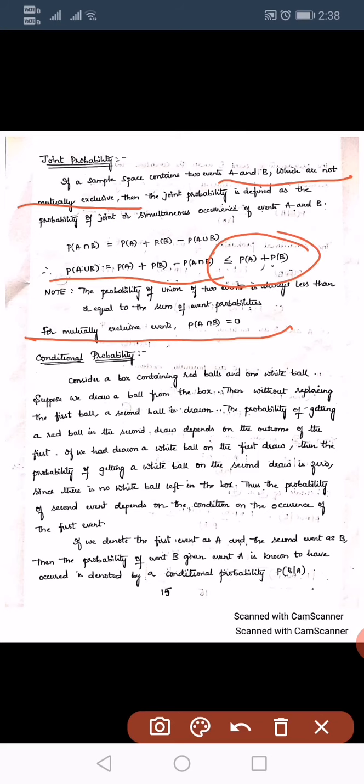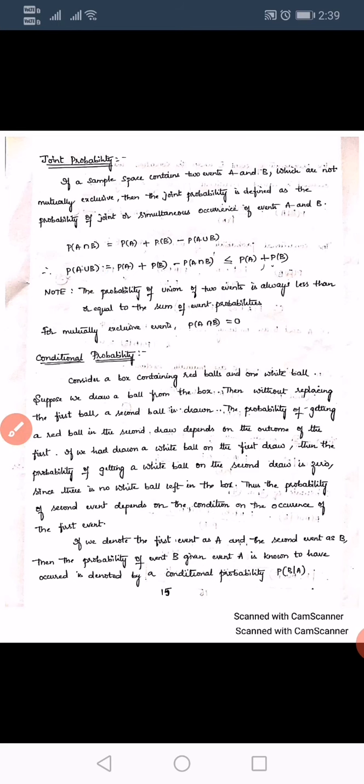From this, we can infer that the probability of the union of two events is always less than or equal to the sum of the event probabilities. This is joint probability. Next, coming to the next topic, conditional probability.